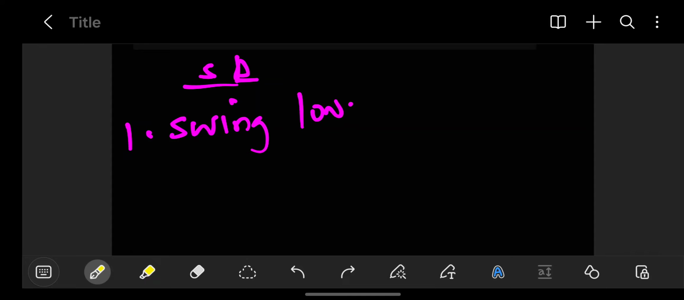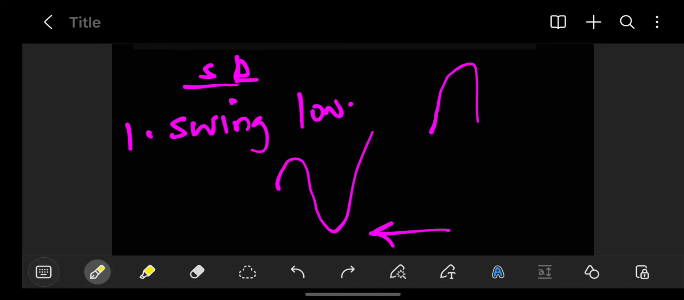which basically means that on your chart you'll see something like this. So this is the swing low, this is the swing low, and then a swing high would look something like that. So in terms of the support, we find it at the swing low. This is where we say this is our support. This is the most common area where you can find support.